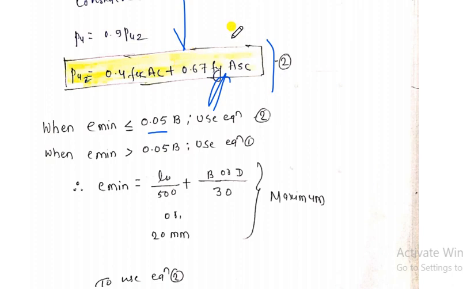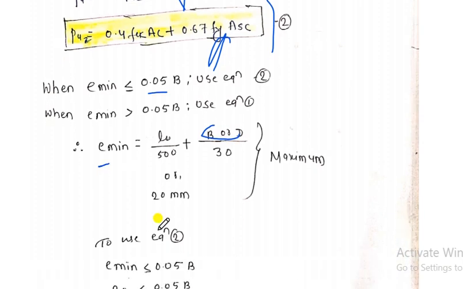Okay? And E minimum is given as L0 by 500 plus B or D, right? It depends on B or D, that is, the minimum eccentricity in the X axis or Y axis. Or else you can take it as 20 mm, right? So whichever is maximum, we can take that one. So these are the conditions.